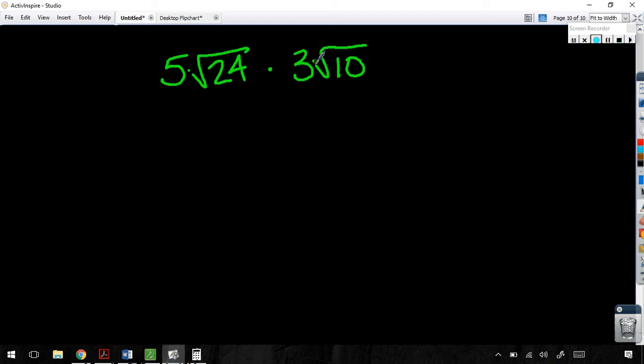What's that property called? Commutative property. Multiplication is commutative. Good job. Means I can multiply in any order I want to, as long as that's all I'm doing. Okay. 15 and 24 and 10. So it's 15. 24. 20.